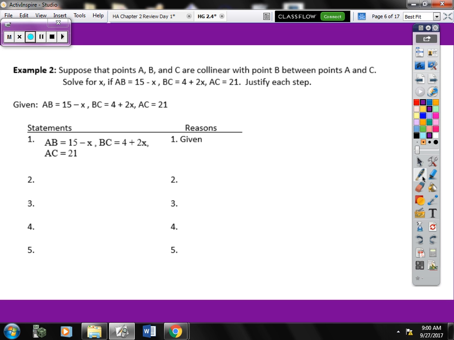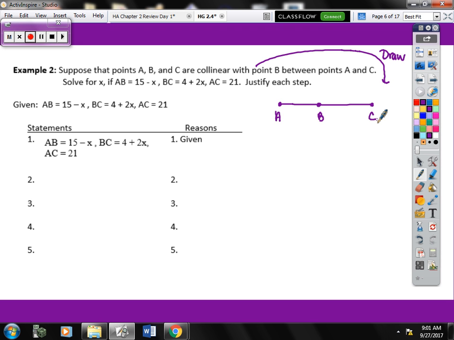Well, I don't see a picture, so I'm thinking I need to draw this. So we have points A, B, and C are collinear. B is between. It's somewhere between. It's not necessarily in the middle because it doesn't say midpoint. So I'm going to have A, B, and C. Again, we don't know how close B is to A or C. It's just a sketch. Okay.